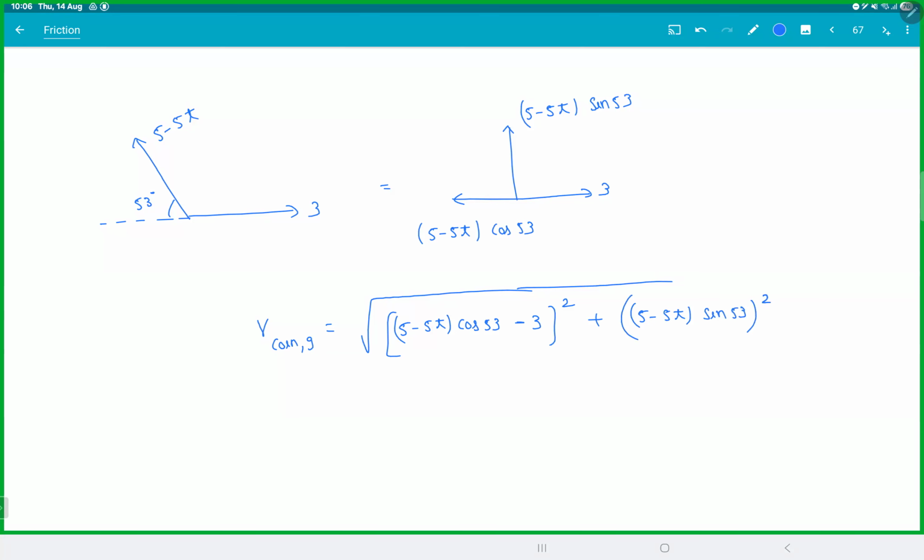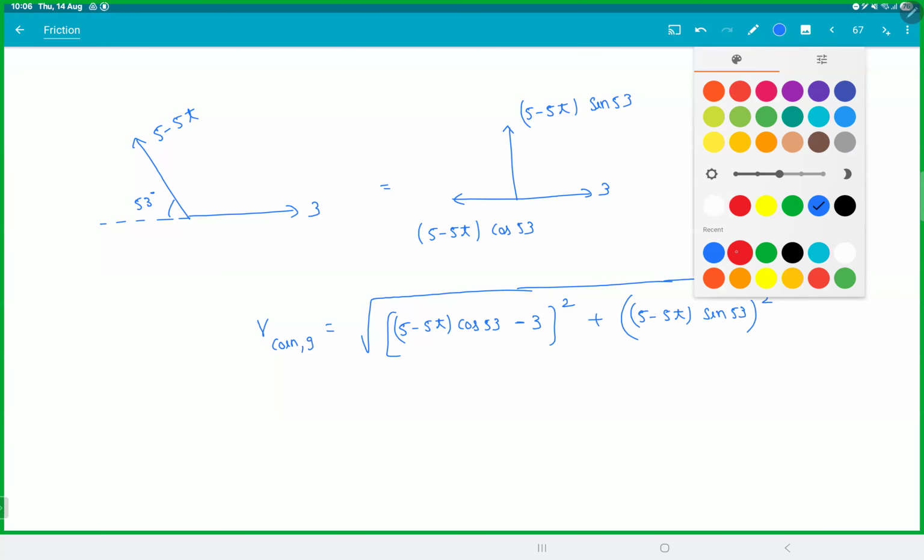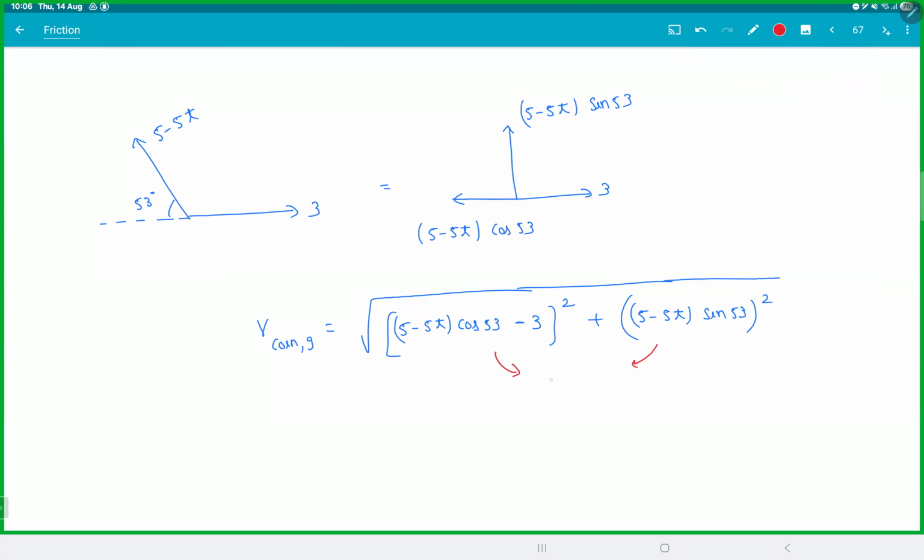Did you see what happened? Both the terms have time. This is also variable, this is also variable. Both are changing with time. So now we have to do maxima minima. We have to do dv by dt is equal to 0, and then you have to solve further. Are you getting the problem with this? You will have to check that also. Is this making sense, everyone?